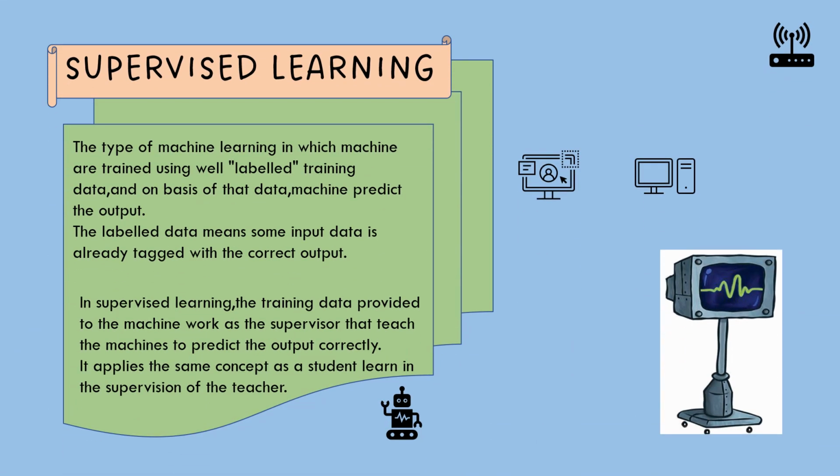Supervised learning. Supervised learning is the type of machine learning in which machines are trained using well-labeled training data, and on the basis of that data, machines predict the output. The labeled data means some input data is already tagged with the correct output. In supervised learning, the training data provided to the machines works as the supervisor that teaches the machines to predict output correctly. It applies the same concept as a student learning under the supervision of a teacher.